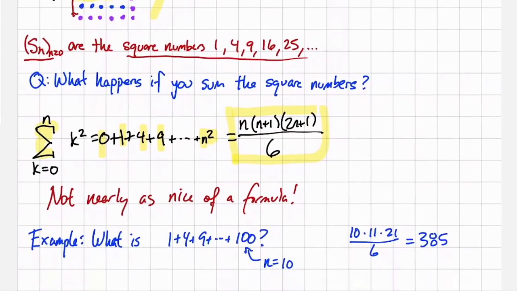That's not nearly as nice of a formula as we had on the previous page. As an example, what is 1 plus 4 plus 9 all the way up to 100? In this case, n is equal to 10. We get 10 times 11 times 21 divided by 6, which is 385.